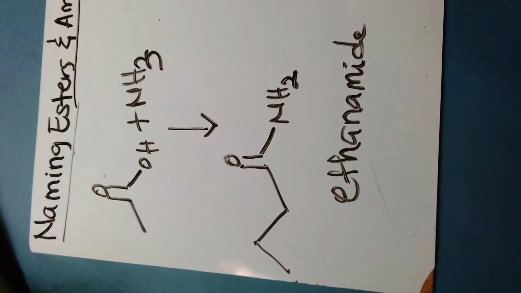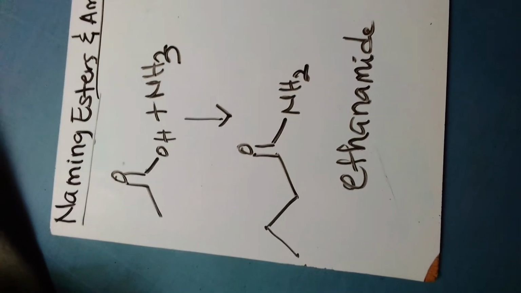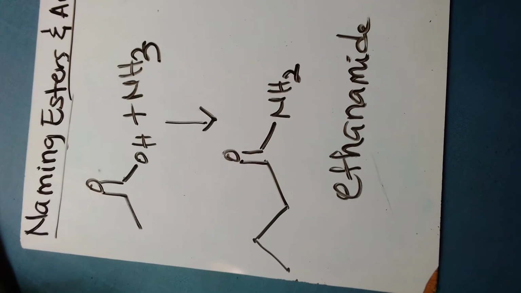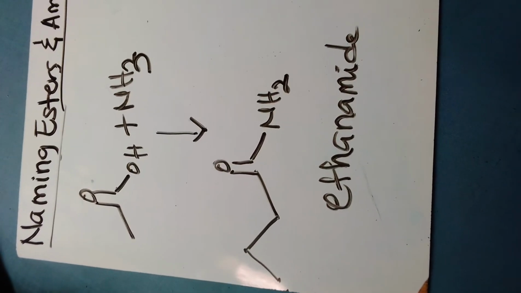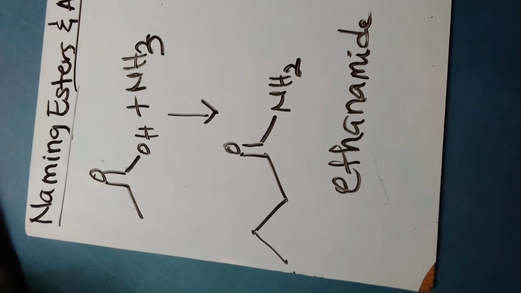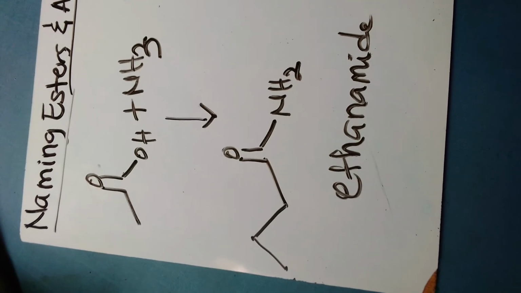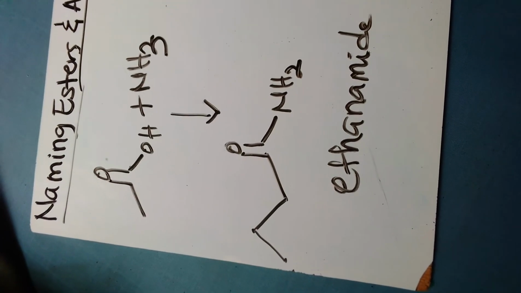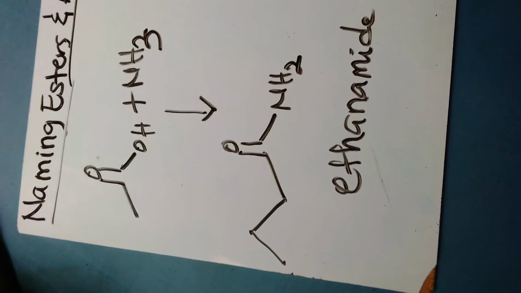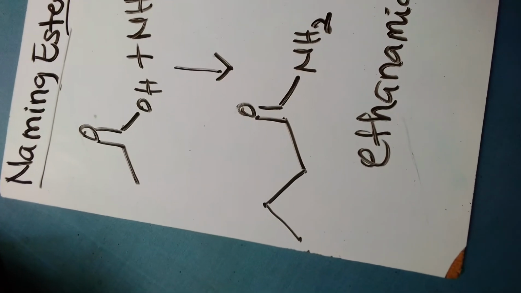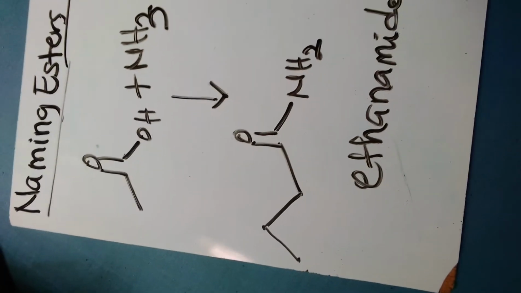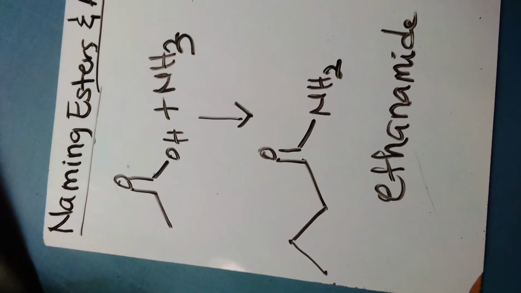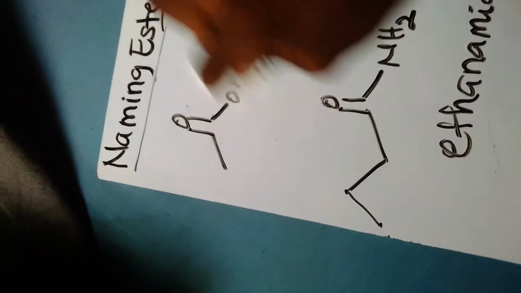So in naming it, you name the corresponding alkane, then you remove the last E and replace it with amide. So if it is propane, it becomes propanamide. If it is hexane, it becomes hexanamide. Just like that. But we have cases where the incoming amine is either a primary amine or a secondary amine.